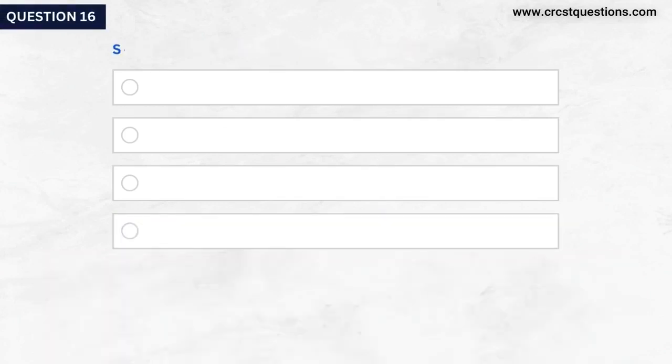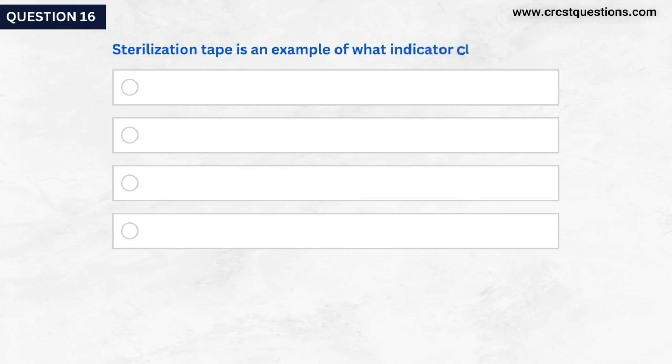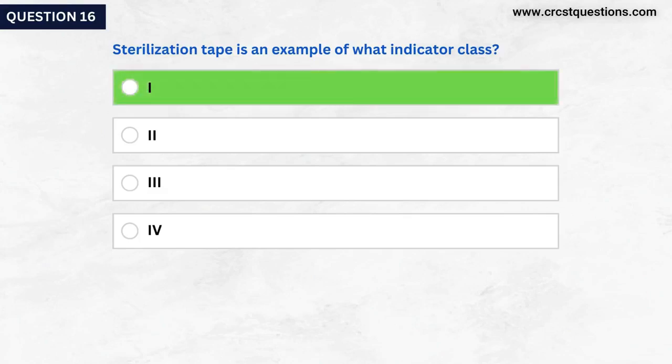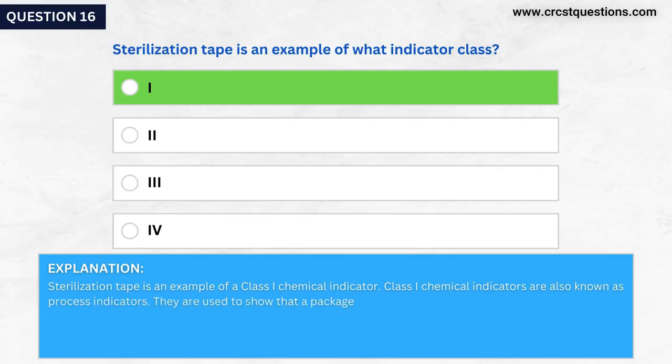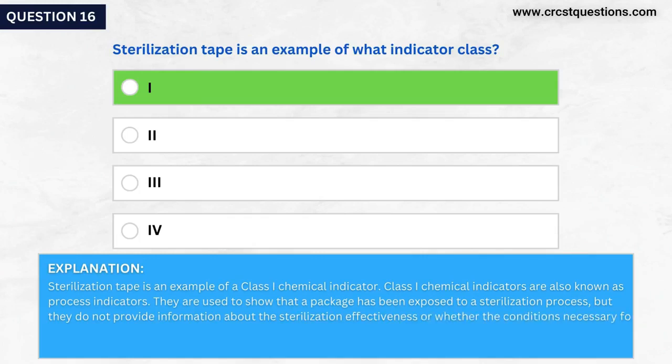Question 16. Sterilization tape is an example of what indicator class? 1, 2, 3, 4. The correct answer is 1. Explanation: sterilization tape is an example of a Class 1 chemical indicator. Class 1 chemical indicators are also known as process indicators. They are used to show that a package has been exposed to a sterilization process, but they do not provide information about the sterilization effectiveness or whether the conditions necessary for sterilization have been met.